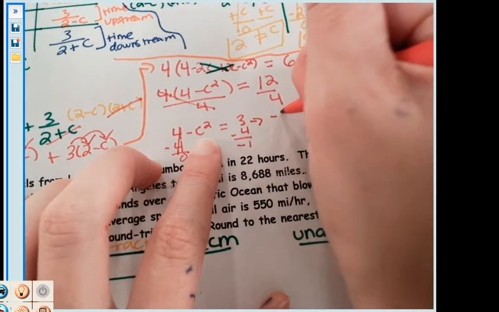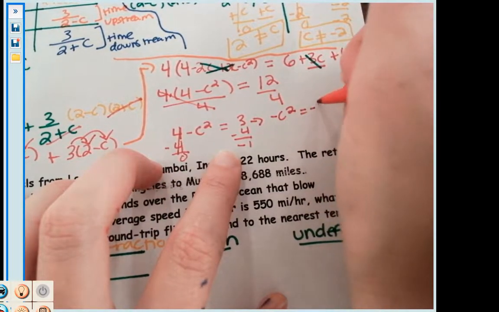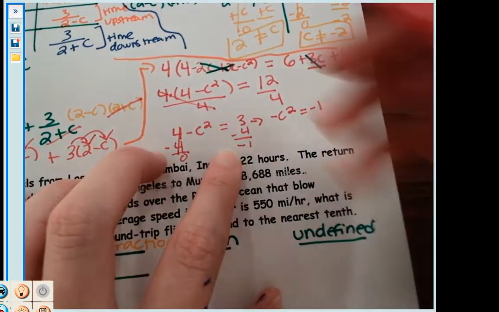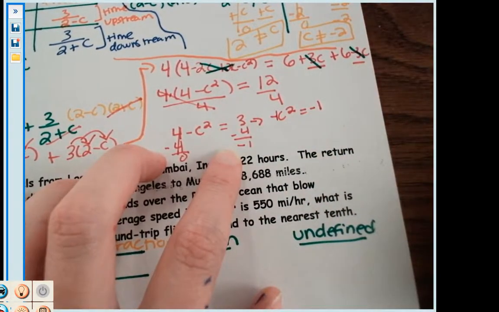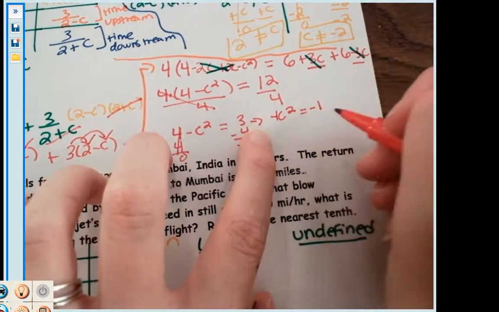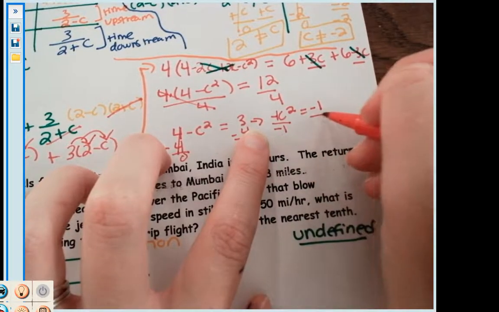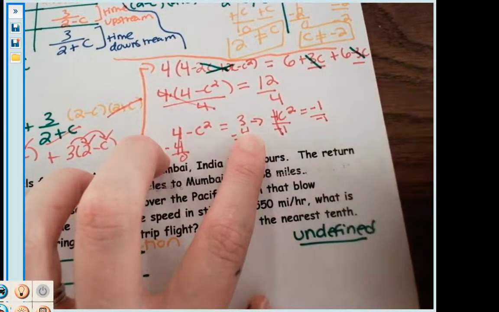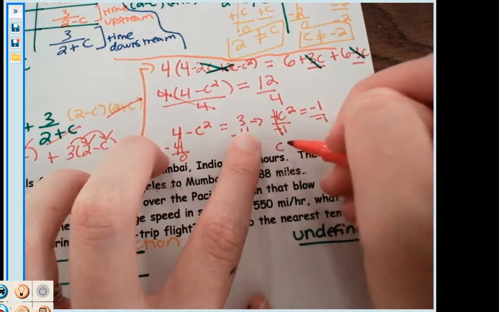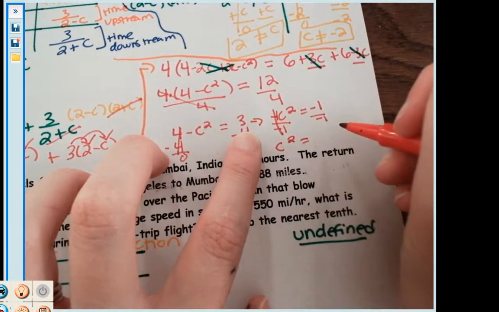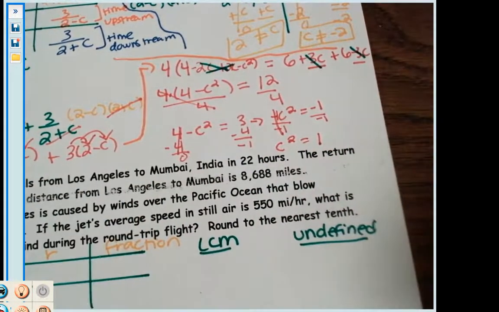So I have a negative c squared equals negative 1. There's secretly a negative 1 in front of my c squared. So the way we move that over is by dividing by negative 1, which these will cancel and turn to 1. So I'm left with c squared equals negative 1 divided by 1 is 1. All right, guys, I'm so close. We're almost there.